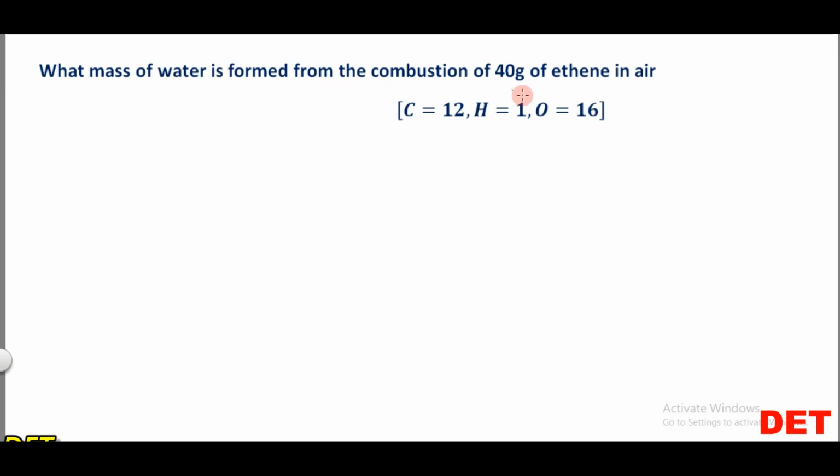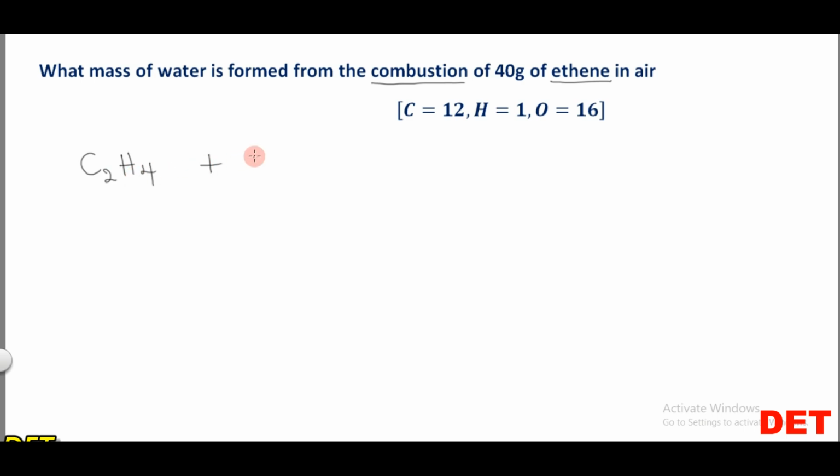a balanced chemical equation for the combustion reaction of ethene. All right, so a combustion reaction is simply a reaction with oxygen. It's a reaction whereby a substance burns in oxygen. So here we're looking at the combustion of ethene. The chemical formula for ethene is C2H4. All right, this is ethene.